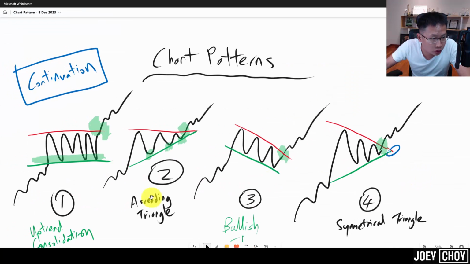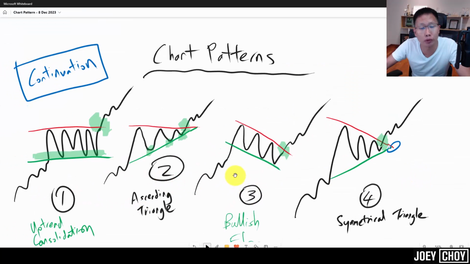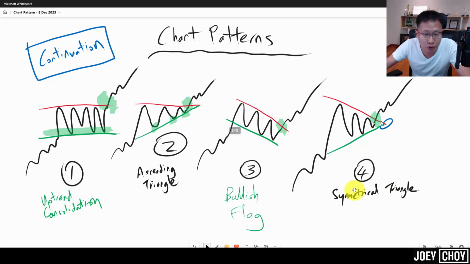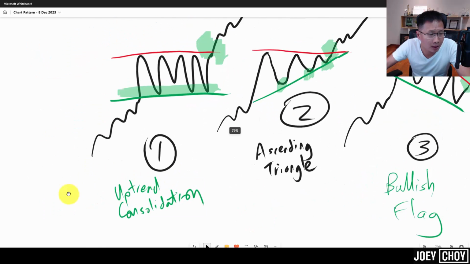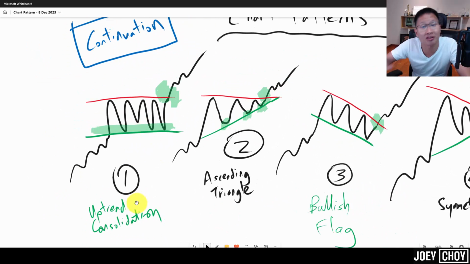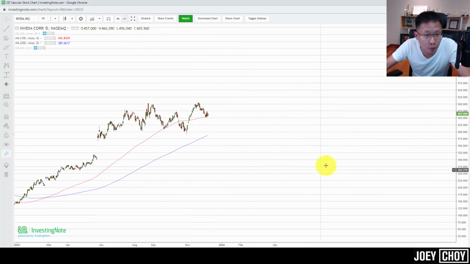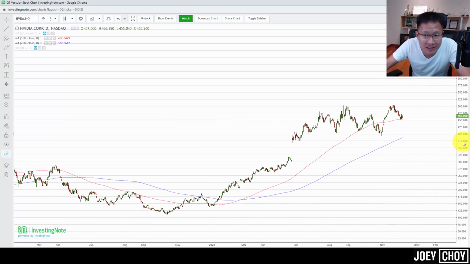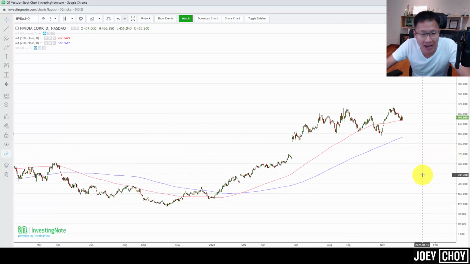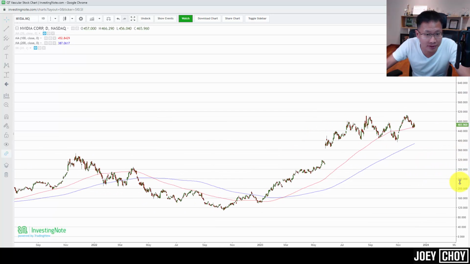So we have covered the ascending triangle pattern, the bullish flag, and even the symmetrical triangle pattern. So let's see if we can find another of this first pattern, the uptrend consolidation, which is quite common as well. Let's take a look at another stock. All right, this will be NVIDIA, stock code NVDA, one of those really popular tech stocks as well. And we have seen it turn to an uptrend since the beginning of 2023.